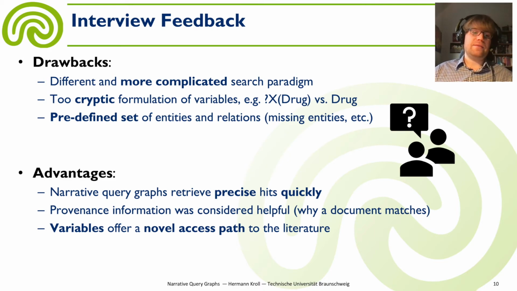On the other side, there were advantages. On the one hand, the users argued that narrative query graphs indeed retrieve precise hits quickly, so they could quickly find a match for their use cases. The provenance information, so the information why a document matches, was especially helpful to quickly understand if it was a correct match or if it maybe is a wrong extraction or something like that.